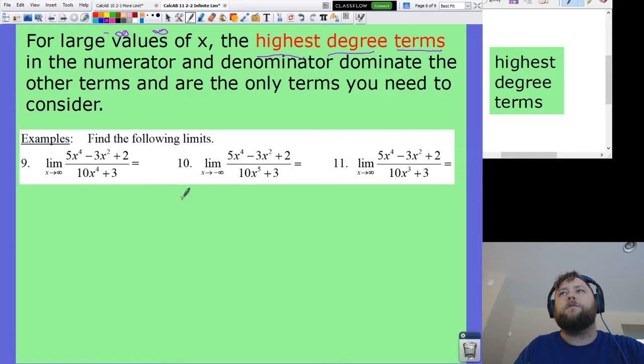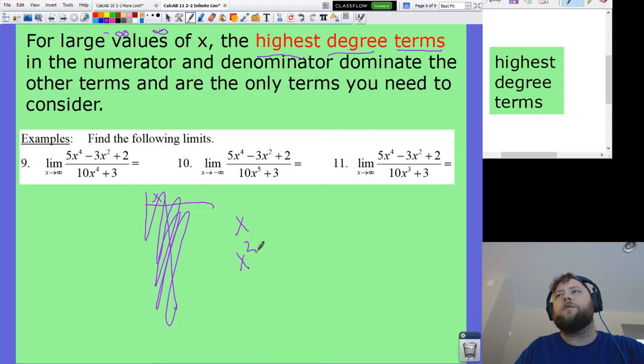And the reason you are is, let's say you had a bunch of equations like x squared, x cubed, right? And then let's plug in different values for x. If you plugged in 1, everything's 1, right? Let's say I plugged in 10. This is 10, this is 100, and this is 1,000.